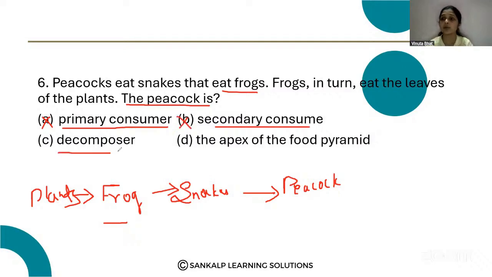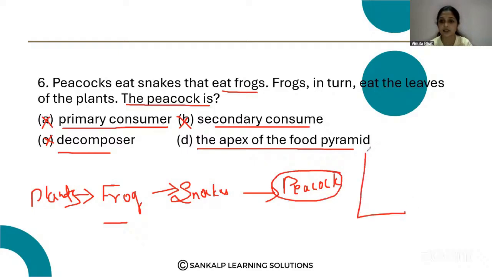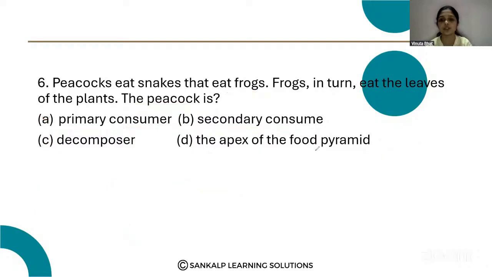Decomposers are normally fungi and bacteria, so this is also wrong. Option D, the apex of the pyramid. The apex of the pyramid means if you construct a pyramid of these organisms, the peacock will be at the apex, the highest position. If you construct the pyramid like this, plants, frog, snake, and then peacock, which occupies the highest position in the pyramid. So option D is the correct answer, the apex of the food pyramid.